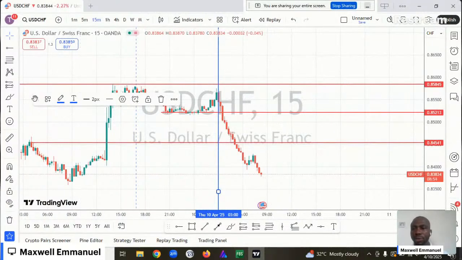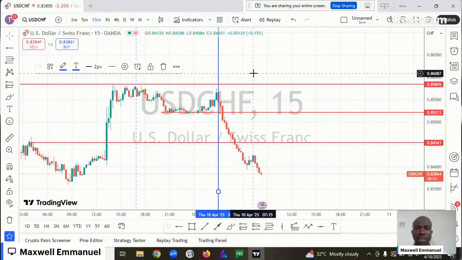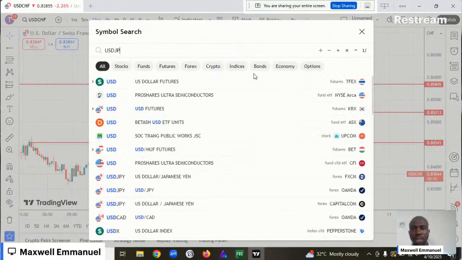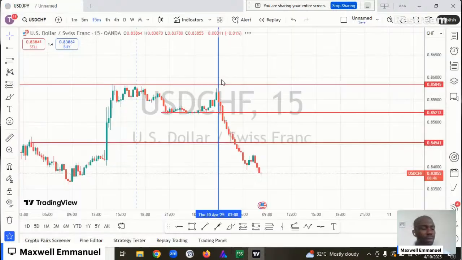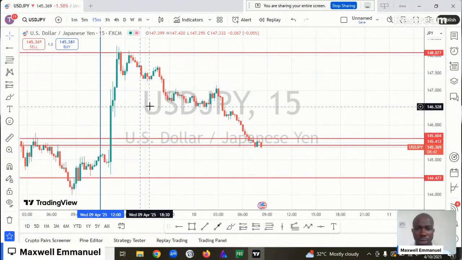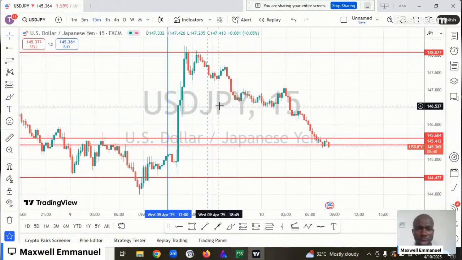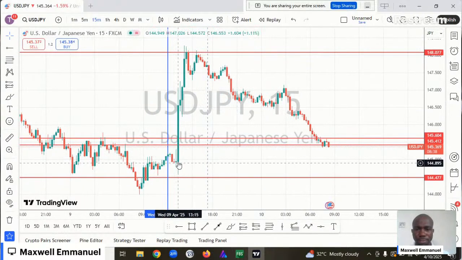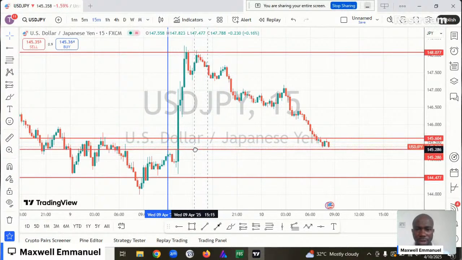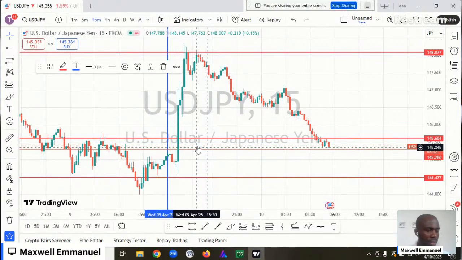Let's see USD JPY. USD JPY also has been bearish. I think it wants to fill this fair value gap.